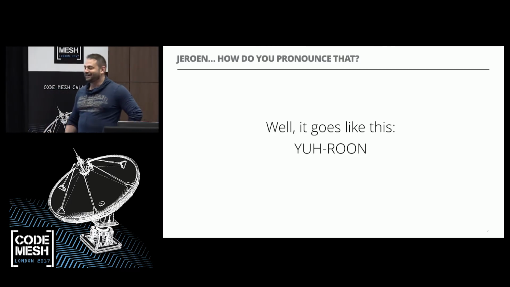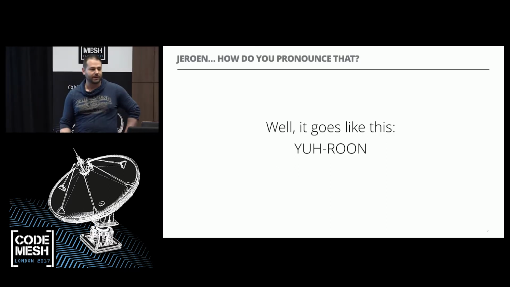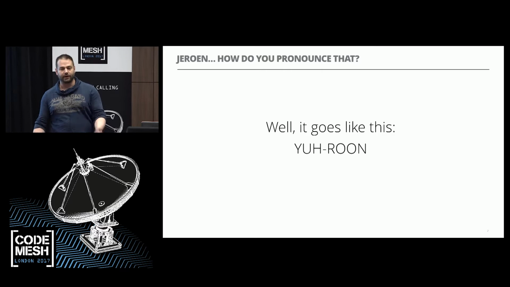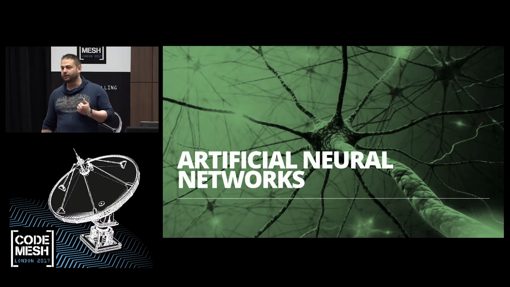So I'm going to talk about neuroevolution, which is a branch of AI that uses evolutionary computation to generate neural nets. So let's first take a look at neural nets. So what is a neural net, right? A neural net can be defined as a model of reasoning based on the human brain.